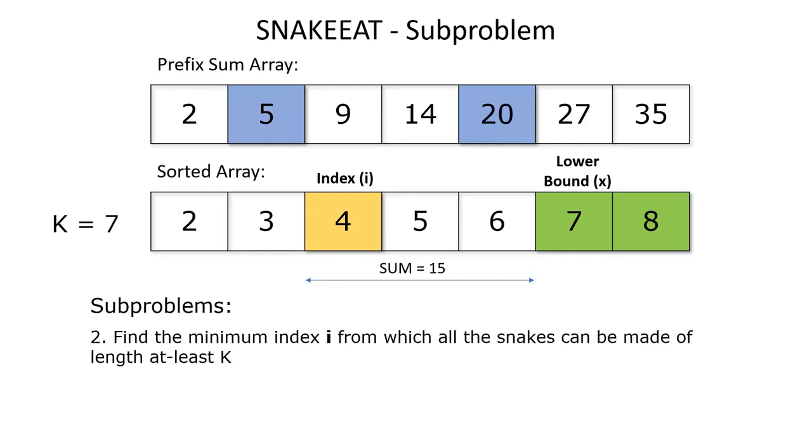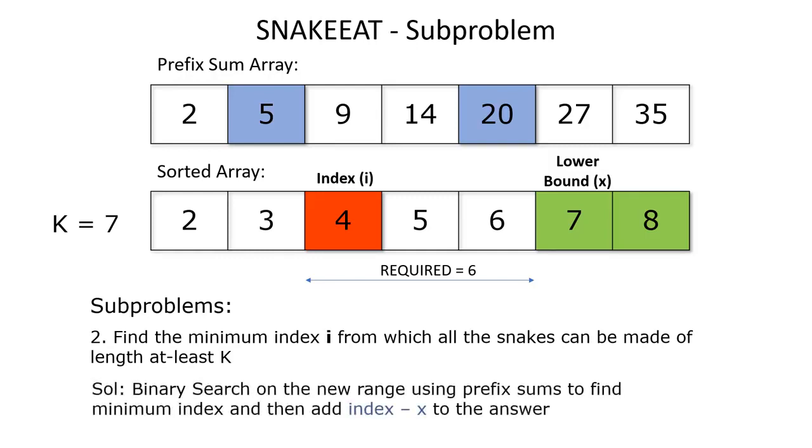Using the sum, we can calculate required, which is 21 minus 15 equal to 6 in this case. But we only have 2 remaining snakes, so index I is a bad index. Bad index simply means these many snakes could not all be converted to length k, so we have to consider fewer snakes. Since now we know how to conclude an index good or bad, our solution would be to binary search on the new range using prefix sums and find the minimum good index and add index I minus lower bound index x to our answer.